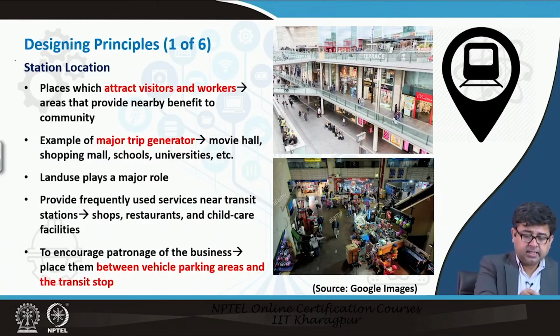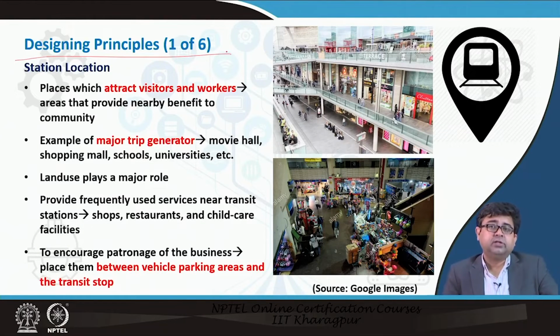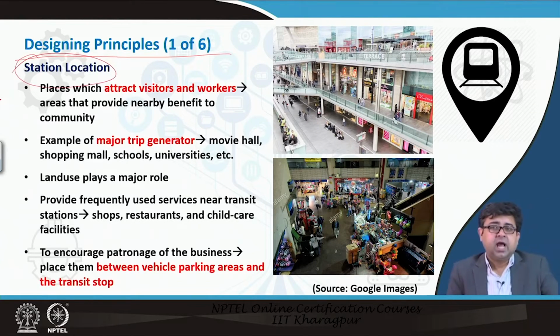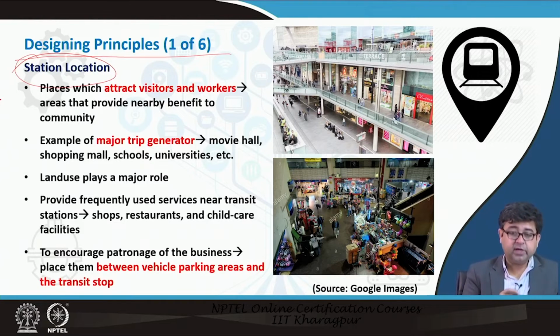Now, if you look at 6 design principles for these stations, the first design principle is how to locate a station, and we have extensively looked at and given you mathematical formulations of how you should determine the spacing between stations. So, keeping those formulations in mind, you already know where to locate these stations. Usually these stations should be in places that attract visitors or workers, near major trip generators, for example, maybe movie hall, shopping malls, schools, etc. And hence land use plays a very important role in where you locate these stations.